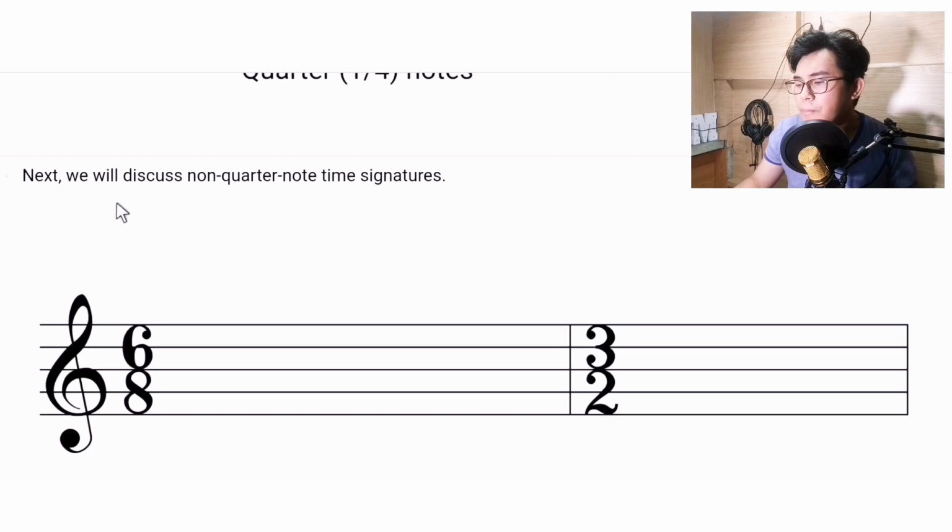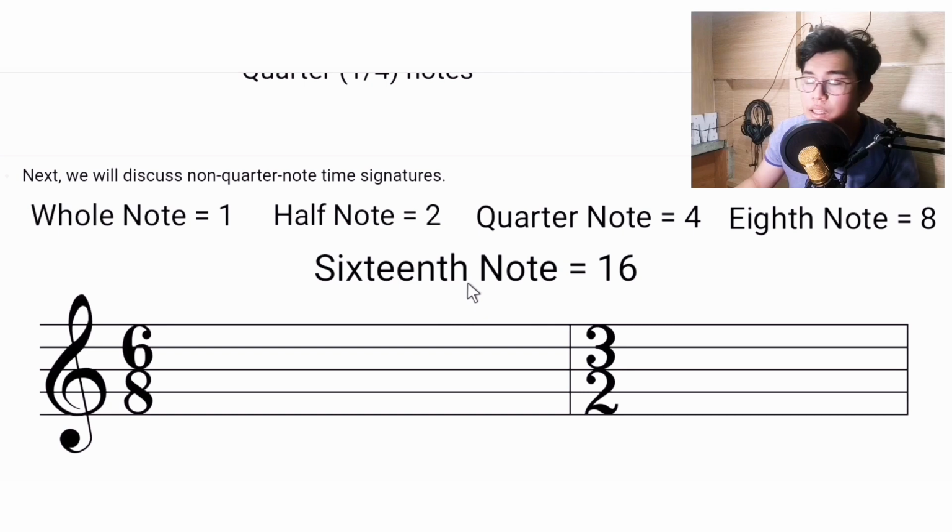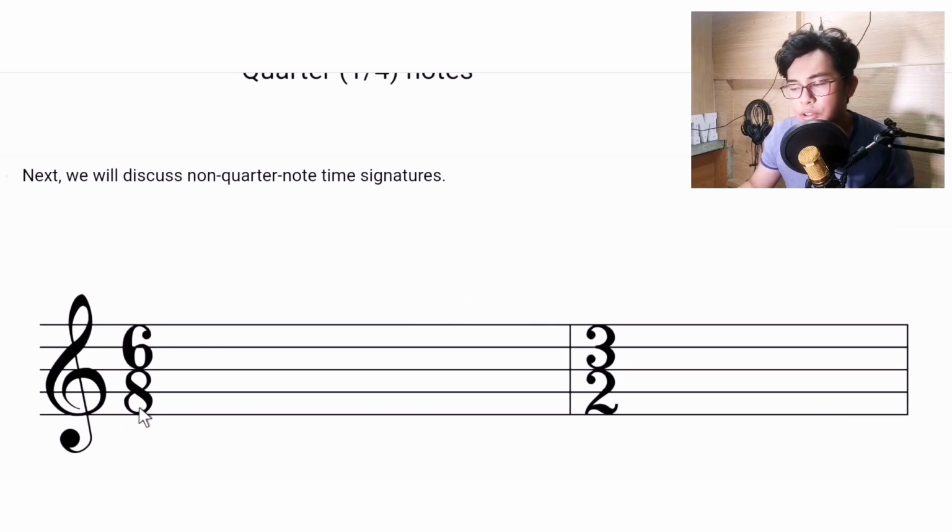So, i-type ko dito, whole note is equivalent to 1, half note is equivalent to 2, quarter note is equivalent to 4, 8th note is equivalent to 8, and 16th note is equivalent to 16. So, yun yung equivalence nung denominator natin, guys. And then, yung numerator, again, sila yung magsasabi kung ilang note yung kakasya dun sa isang measure.